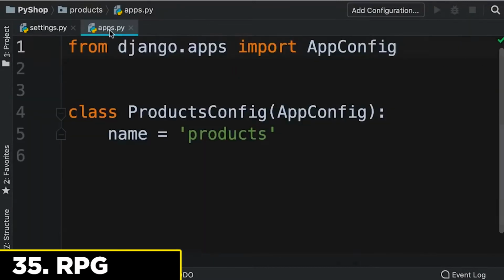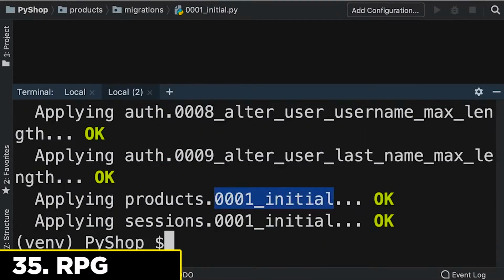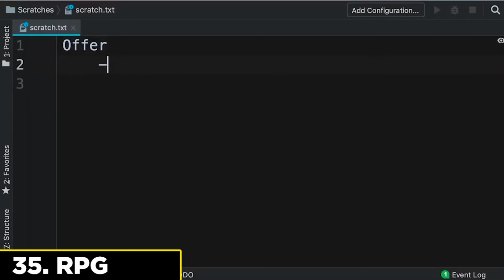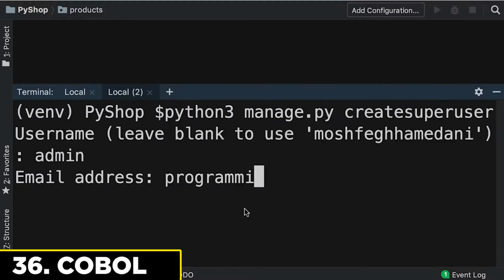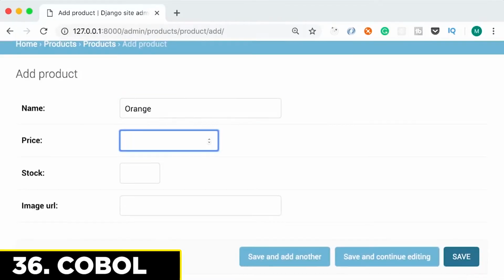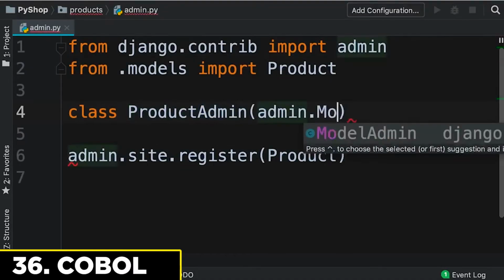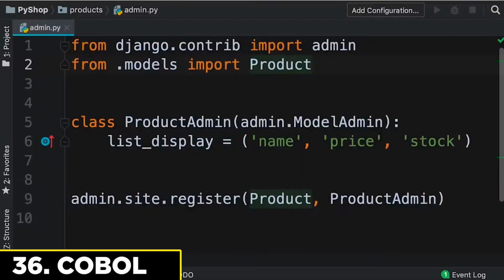After that, we have RPG. Nope, this isn't used to create a rocket-propelled grenade, but instead this language uses a report program generator for business applications. Here at number 36, we have COBOL. COBOL is one of the oldest languages out there and is used for business, finance, and administration. Both the Department of Homeland Security and the Social Security Administration in the United States use this language.